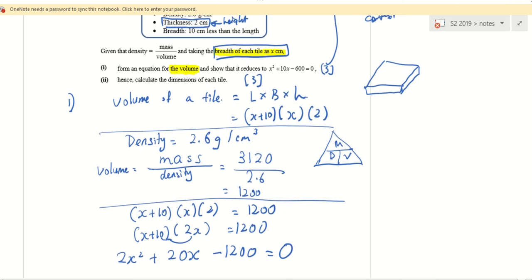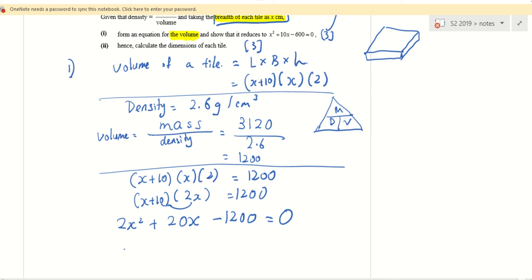I have something like that. Still look different, eh? Got problem. Divide by 2 the entire thing, right? So everything divided by 2. 2x divided by 2 will be x squared. So this is x squared plus 10x minus 600 equals 0. Proven.